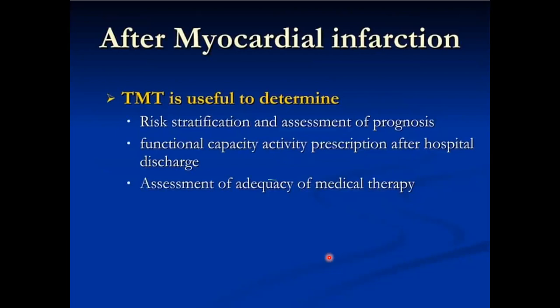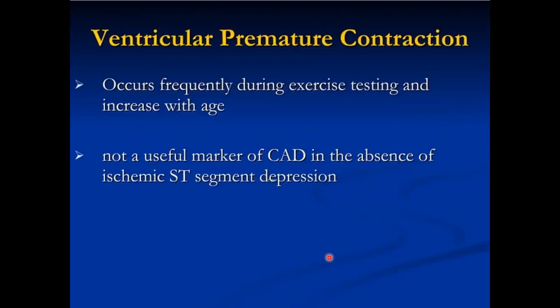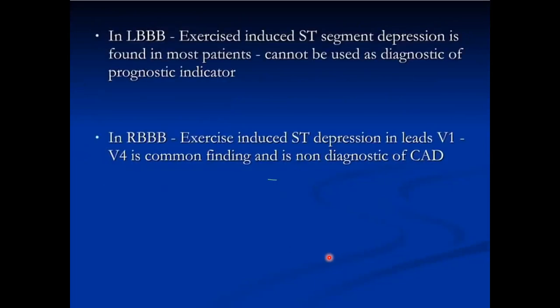The treadmill test is useful to determine risk stratification and assessment of prognosis, functional capacity, and also to assess the adequacy of the patient's medications after hospital discharge. You can also use it to assess cardiac arrhythmias and other conduction disturbances, like ventricular premature contractions, which usually occur frequently during exercise testing and increase with age. It is useful to note though that this is not a useful marker of coronary artery disease, especially when it occurs in the absence of ischemic ST segment depression.